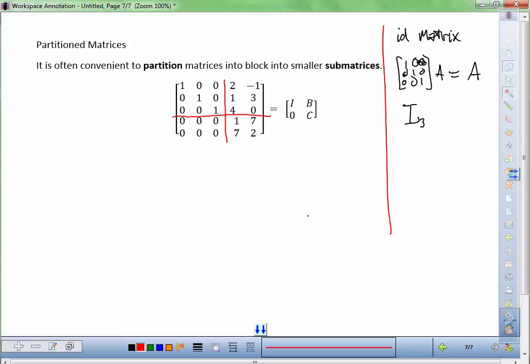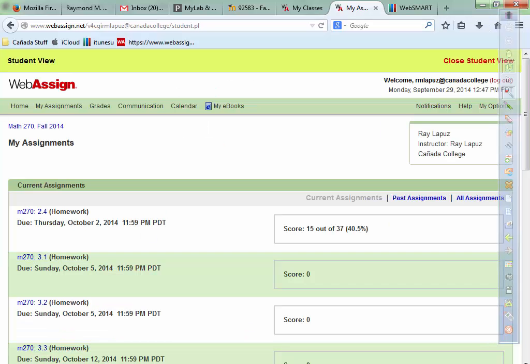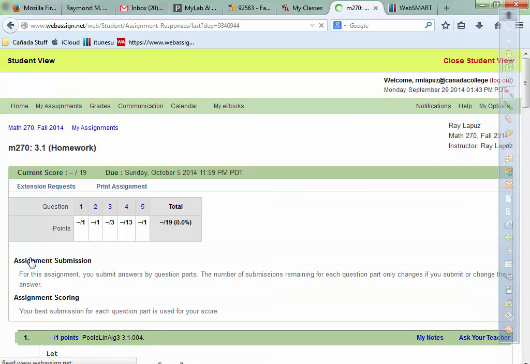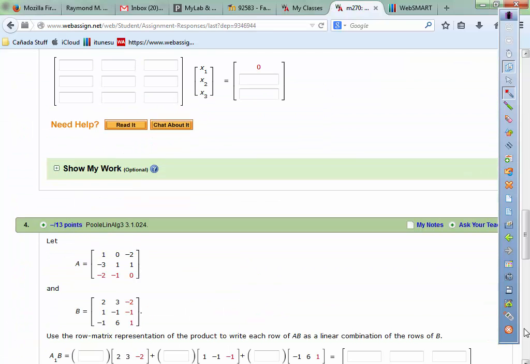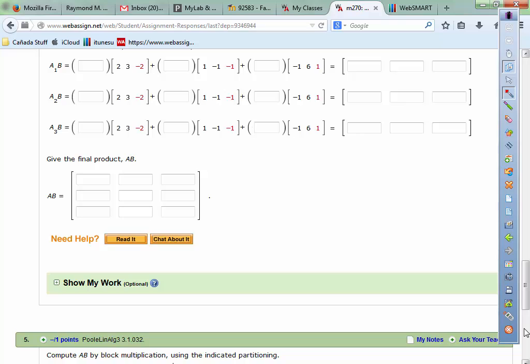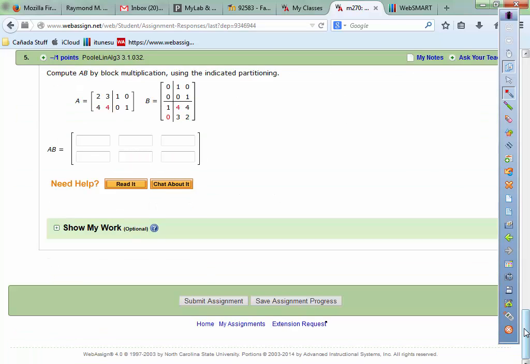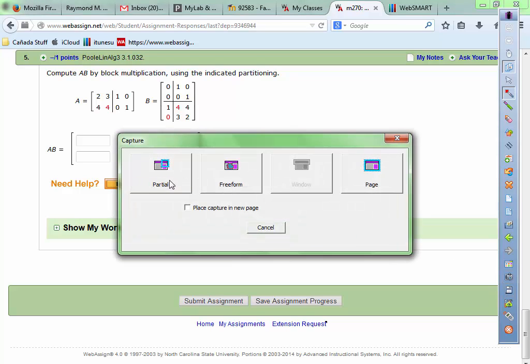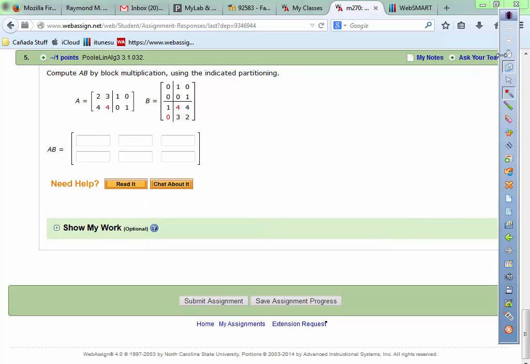And let me check your homework real quick to see if there's an example like that. Here's one. Compute this A times B by block multiplication using the indicated partitioning. So let's do this problem, one of your homework problems. You only have like 5 problems for this set.